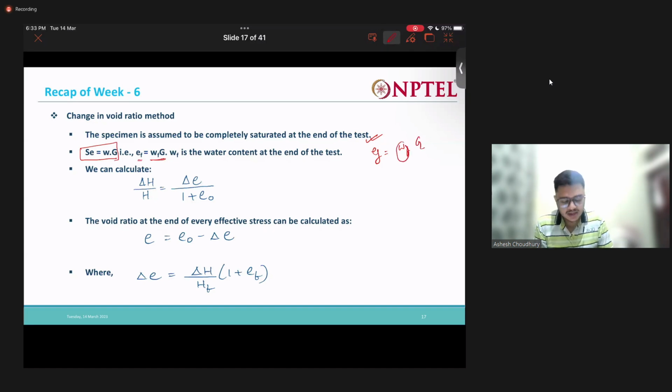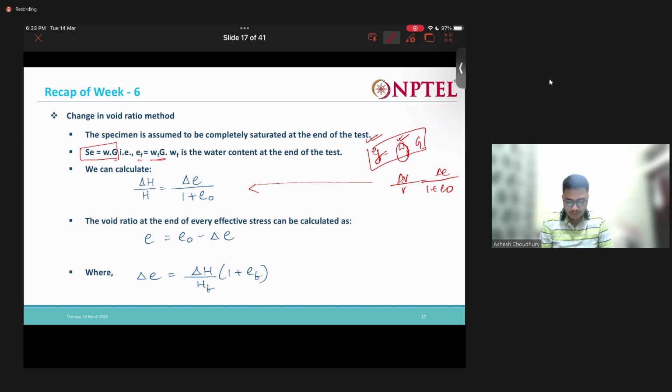And how to find the water content at the end of the test? Our test is over, you take out the sample, you measure the water content using an oven. So you can obtain the water content at the end of the test, and using this we can find out my void ratio at the end of the test. Now del H by H, you can write it as del e by 1 plus e naught. The change in volume by initial volume can be written by this. From here we can write this.